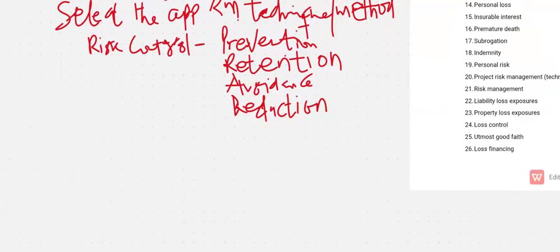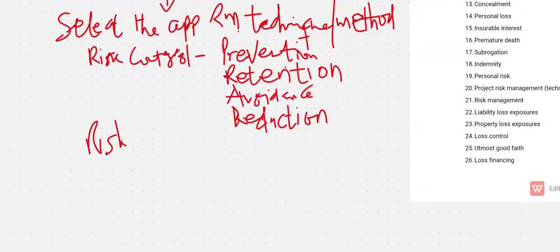Now, we have what is called risk transfer. It's also another method we can use. So let's look at what is called risk transfer or loss transfer.